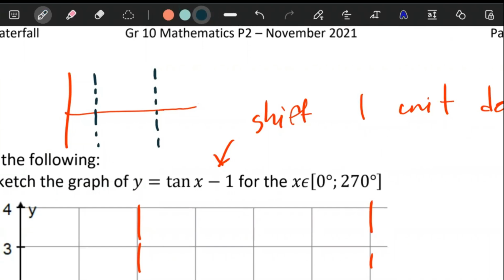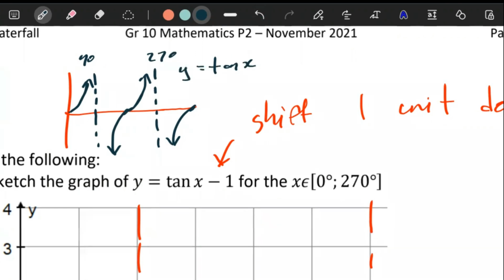And then this would have gone up in the middle here, and here this would have gone down. So this is what it would have looked like, right? Between 90 degrees and 270 degrees. The only difference now is this is a specific tan x. This is just tan x. y is equal to tan x, right?